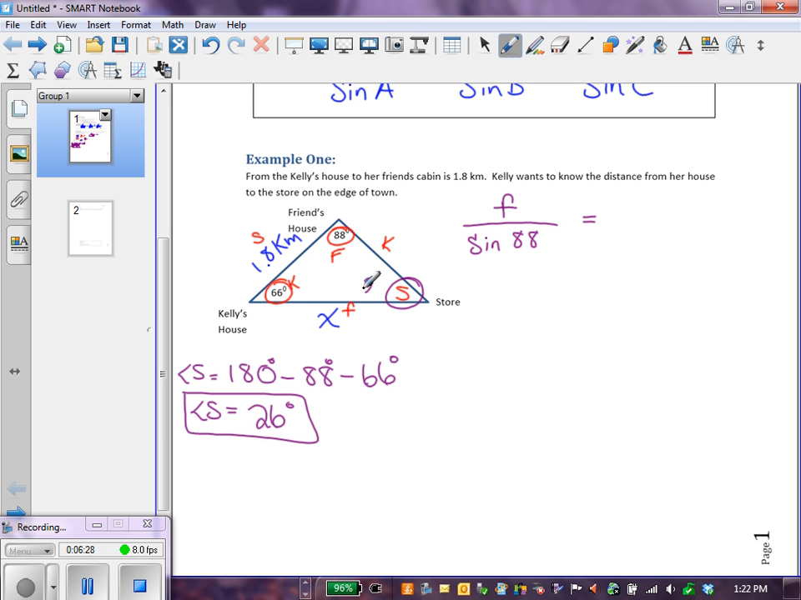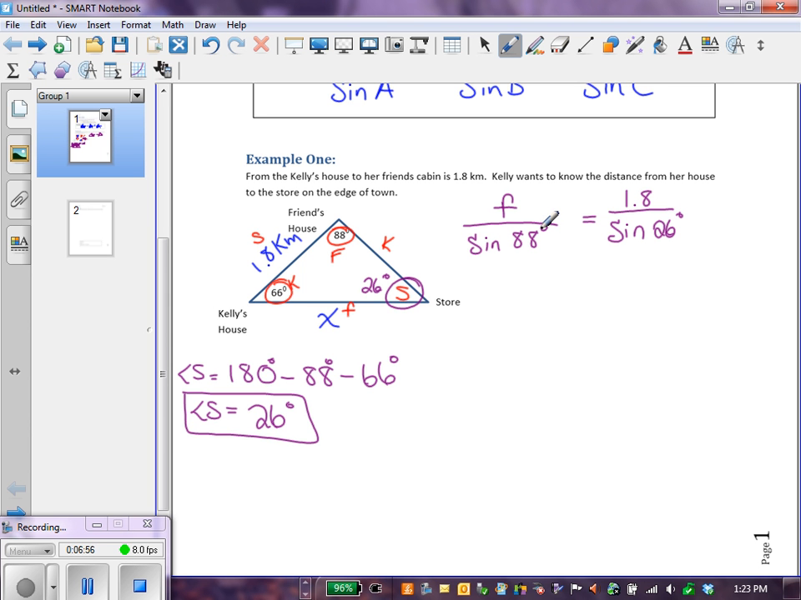So now we know all that information, and we only have one variable. Do I care about side K and angle K? No, that's that third ratio, because there's three sides to a triangle. That's that third ratio that we don't need to include, because you're only going to use two. So we've got 1.8 equals sine of 26 degrees.